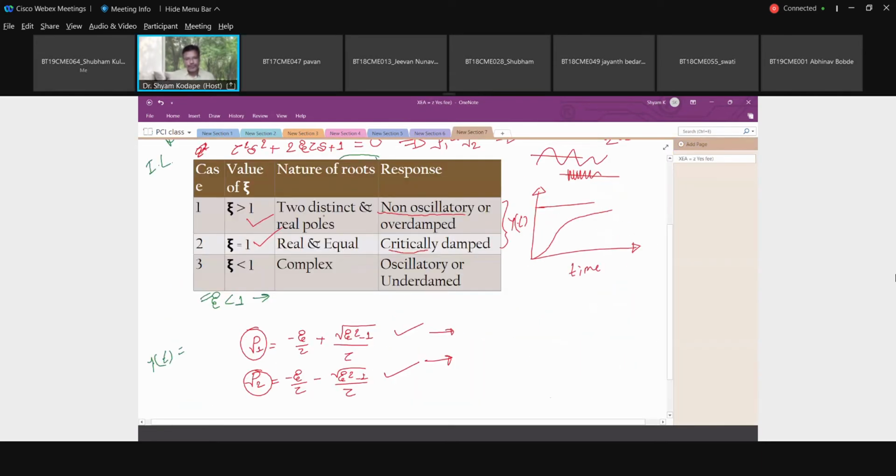Two distinct and real poles, or real and equal poles, you will observe when xi is equal to 1. So ये situations कब arise होती है? When the systems are in series. Okay. Now we will compare it with the next case.